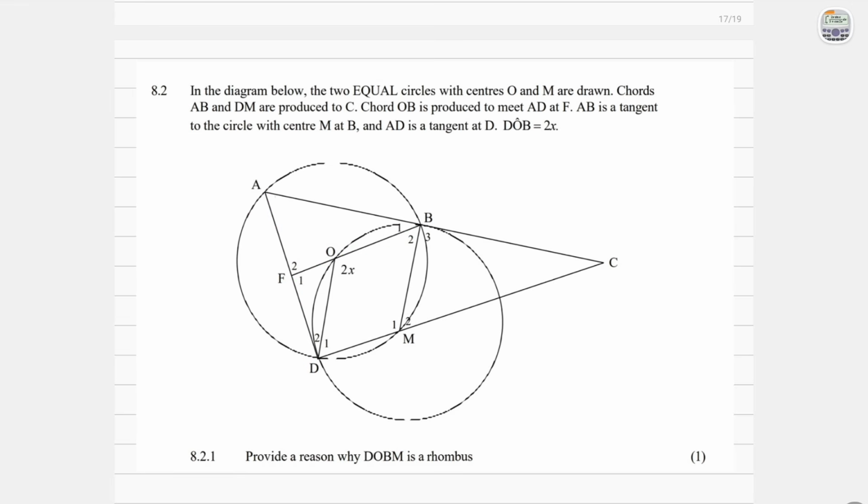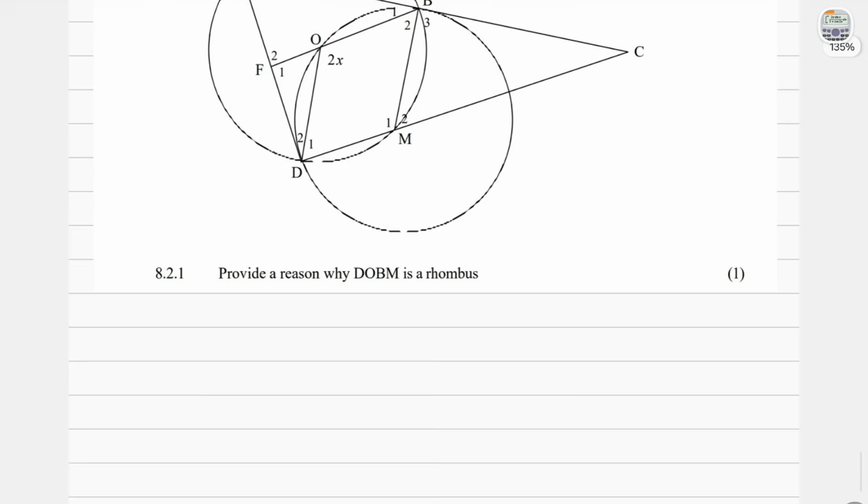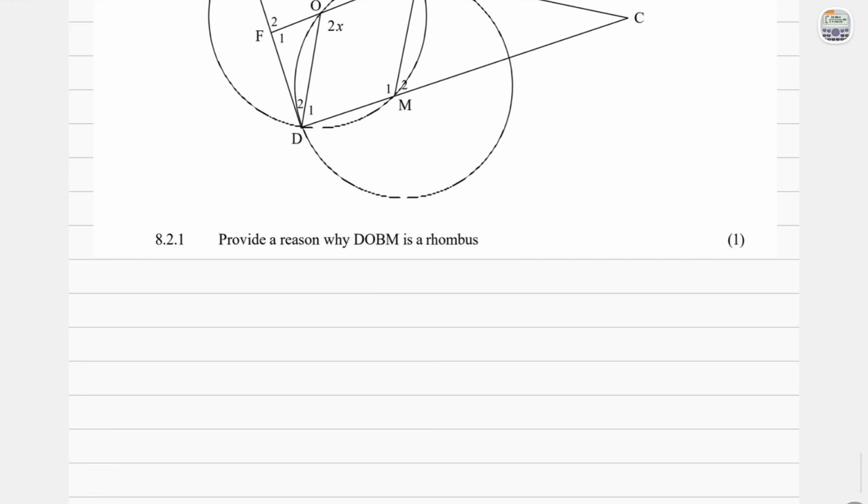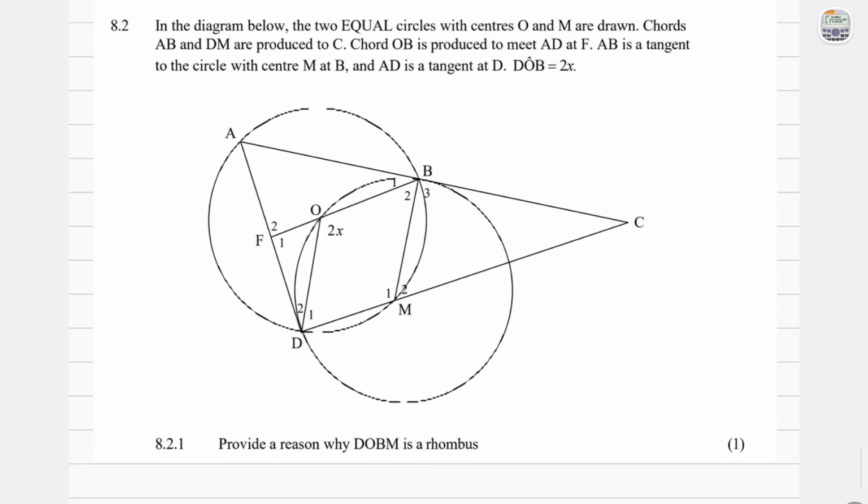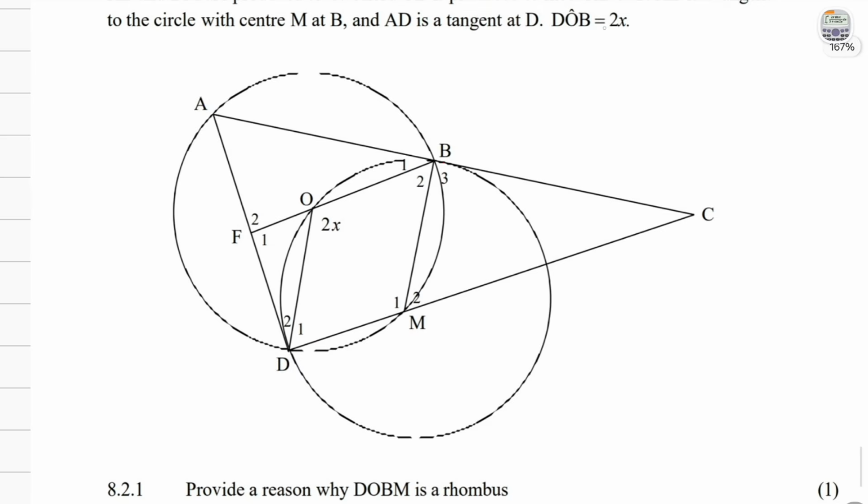And they also tell us that AB is a tangent to the circle with center M at B, and AD is a tangent at D to the same circle. And then the only angle that they give us is DOB, which is 2x. Question 8.2.1 says, provide a reason why DOBM is a rhombus. So let's highlight that.